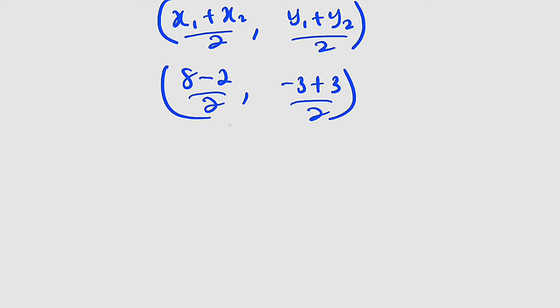8 minus 2 is 6, and 6 divided by 2 is 3. Negative 3 plus 3 is 0, and 0 divided by 2 is still 0. So this is the point we are looking for.